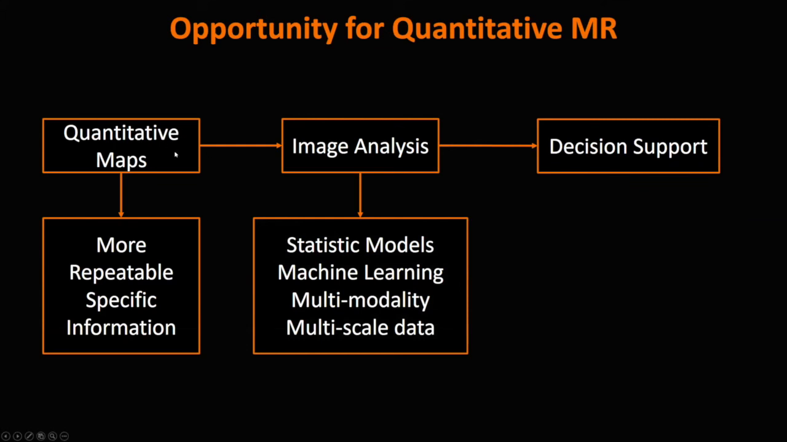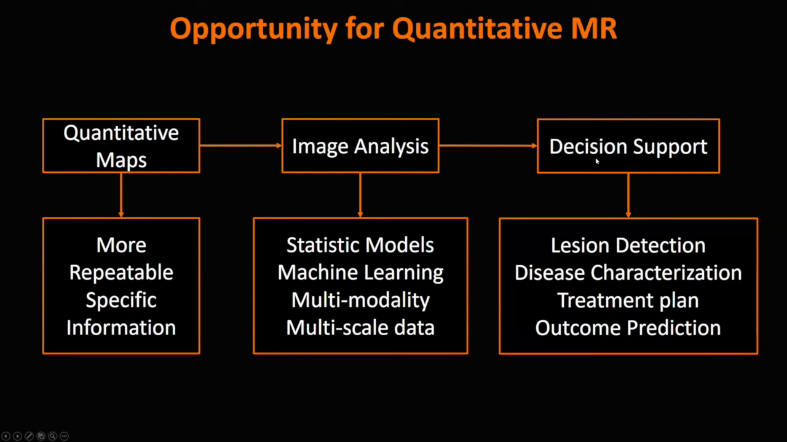All this information can be connected naturally to the image analysis pipeline, which is a downstream analysis, where we could use a statistical model, machine learning, or even multimodal and multi-scale data to have more multi-dimensional information. And hopefully we will be able to use all this for decision support. I gave some examples of lesion detection and disease characterization. Of course, there are also prediction of outcome and treatment planning. So again, I believe that there are lots of opportunities in terms of the entire pipeline.